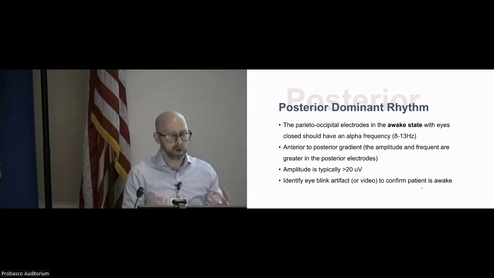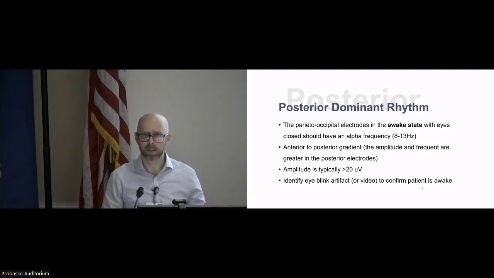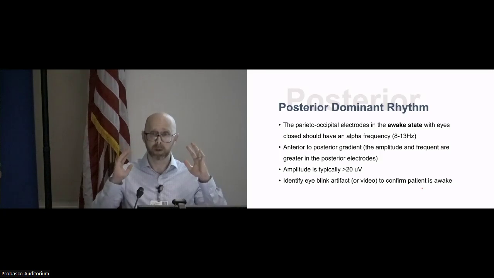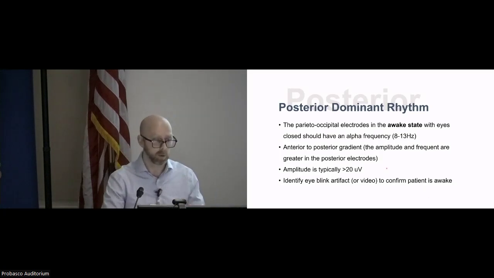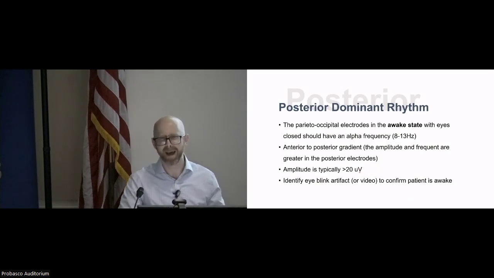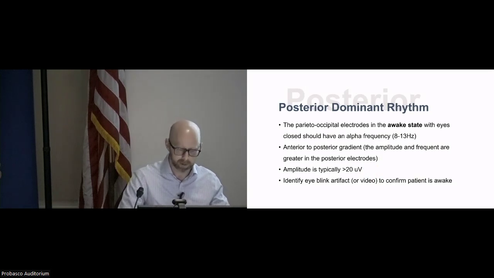Well, in the wake state with eyes closed, it's thought to be a visual resting state, and it's 8 to 13 hertz, and it's over the occipital head regions maximally. There's typically an anterior to posterior gradient, where the amplitude and frequency are a little bit greater in the posterior electrodes than the anterior electrodes. This is what you would see in a normal EEG. To be considered normal, amplitude is greater than 20 microvolts. It doesn't really matter much, to be honest. If it's low voltage but otherwise normal, it's still a normal EEG. It's a normal variant.